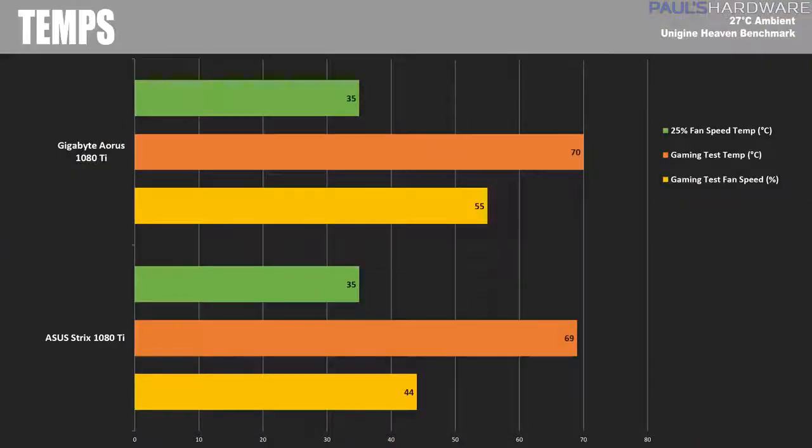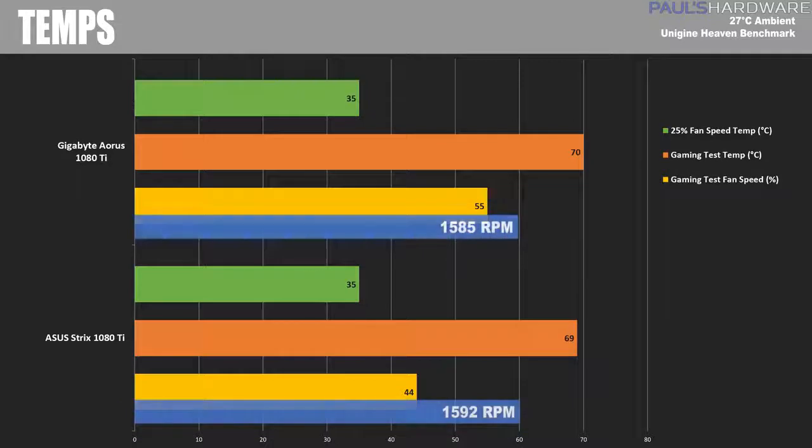While actually under a normal gaming load though, the ASUS Strix fan speed topped out at about 44%, 1592 RPM, and the AORUS fan speed hit 55%, but also about 1585 RPM, and at that speed the noise level was down to about 41 dBA and very quiet for both cards.